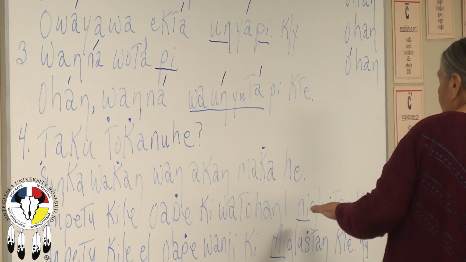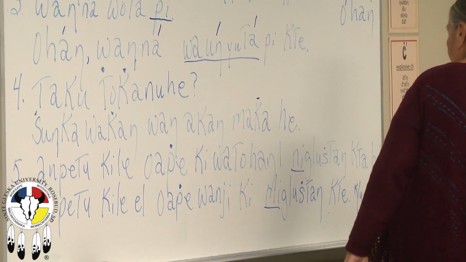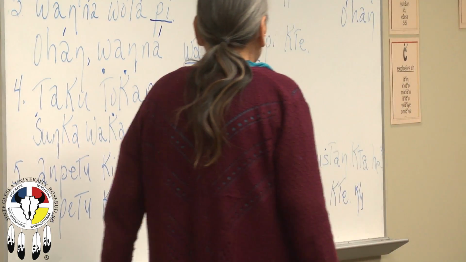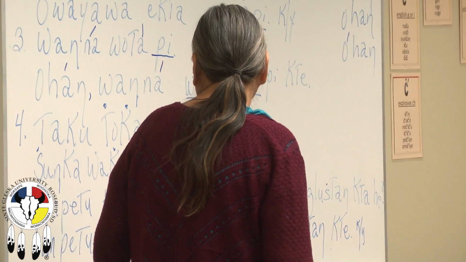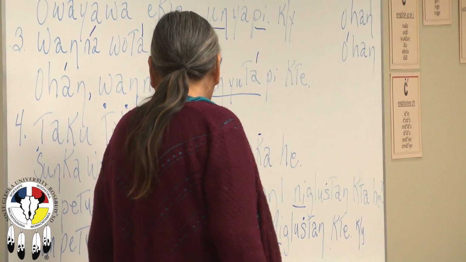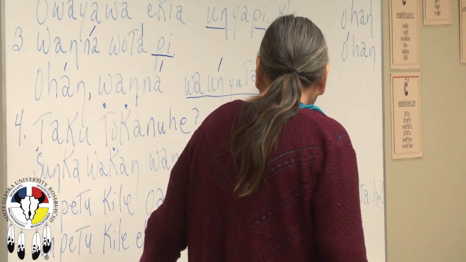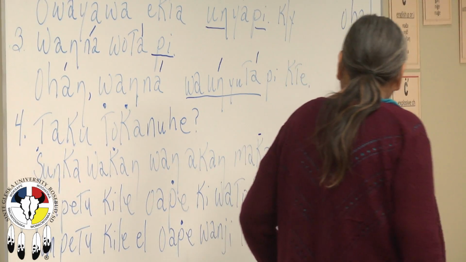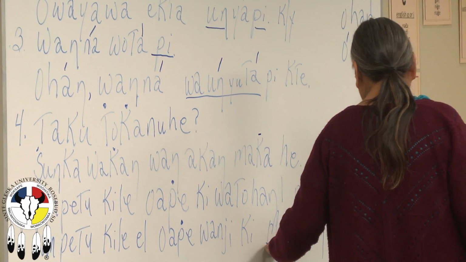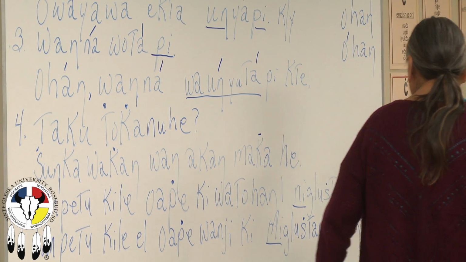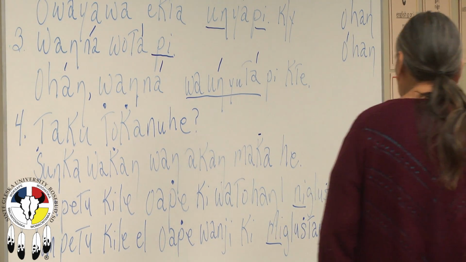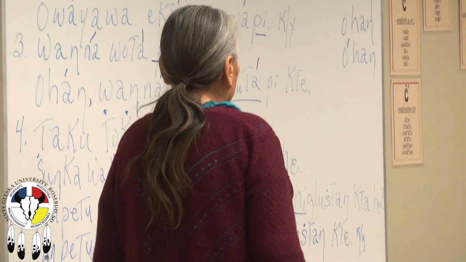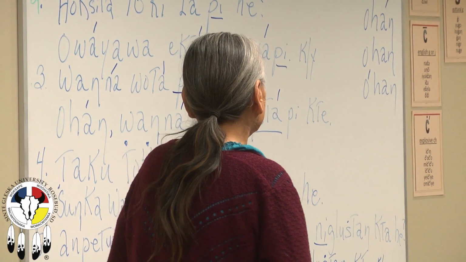Watohan is just when. Nigelushtank tahe. When are you gonna get done? Nigelushtank. Get done. Ampetu kile. Today o apre wanjiki at 1 o'clock. Me, I will be done. Migelushta, nigelushta, igelushta. Remember that? Those conjugations?